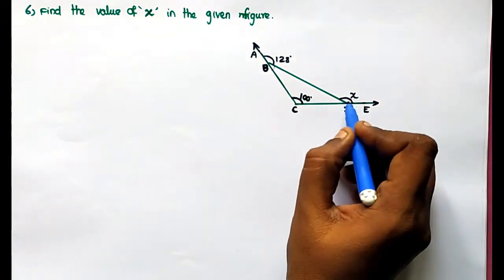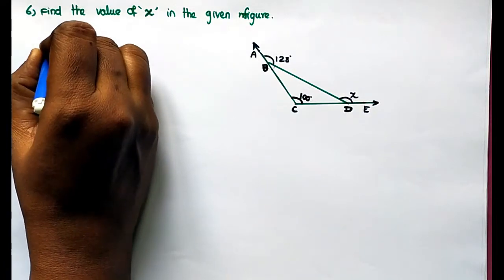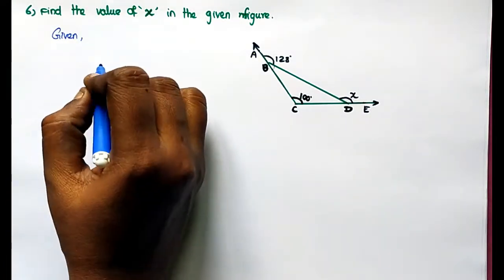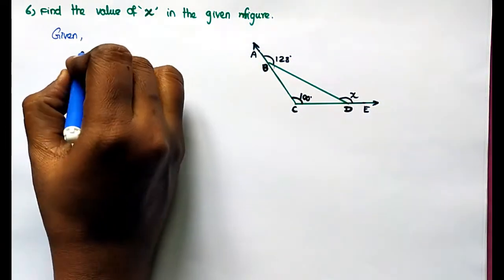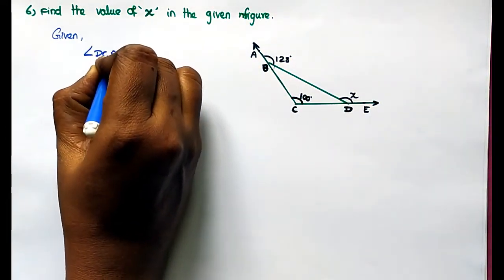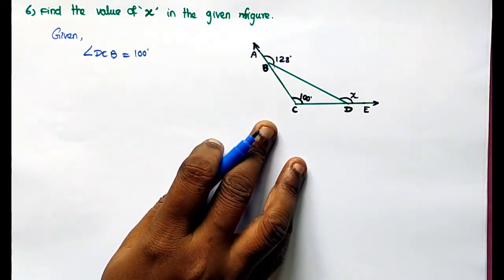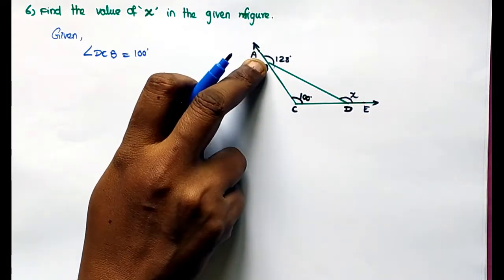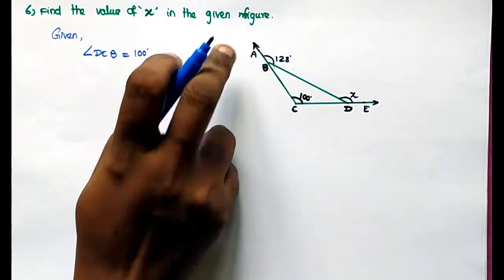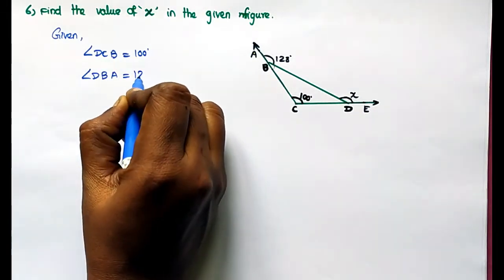That is the answer. Sixth sum. Find the value of x in the given figure. Listen, where is x here? This angle. Write down what they have given first. Angle DCB equals 100 degrees. Next, angle DBA. This angle DBA equals 128 degrees.